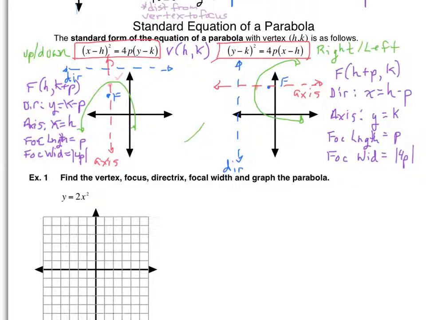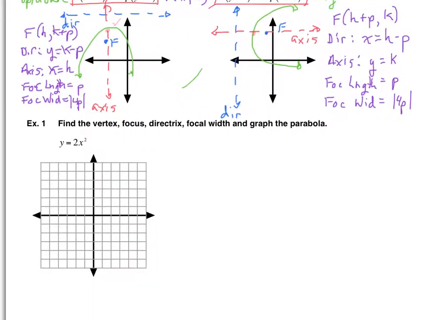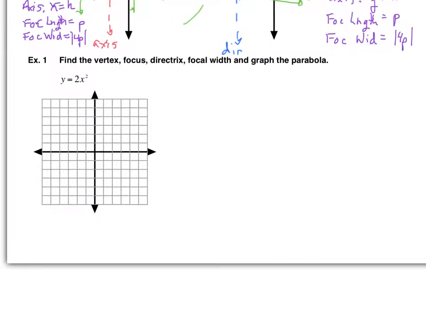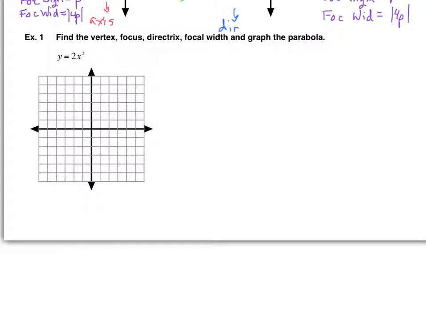The problem is once I add circles, ellipses, and hyperbolas to the melting pot, then the x's, the y's, the h's, the k's, and the p's, they all just get melded and mixed up together. And you end up having to memorize a whole lot of stuff. And I would just prefer that you understood what it was that we're doing. Can I move it? You good? Okay, so let's look at example 1.